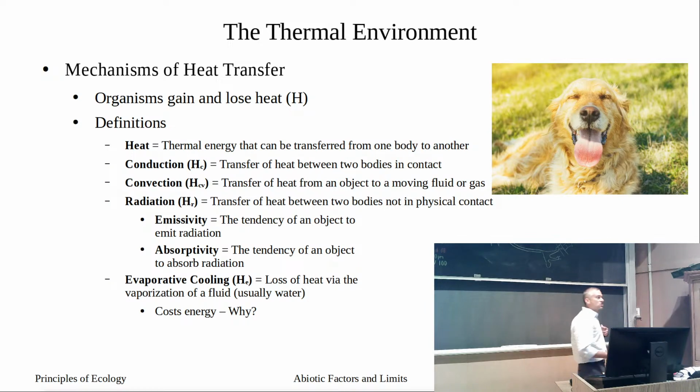Now, the amount of radiation that's absorbed or emitted is described based on emissivity or absorptivity. Emissivity is the tendency of an object to emit radiation, and absorptivity is absorbing radiation. We can change our absorptivity and emissivity.